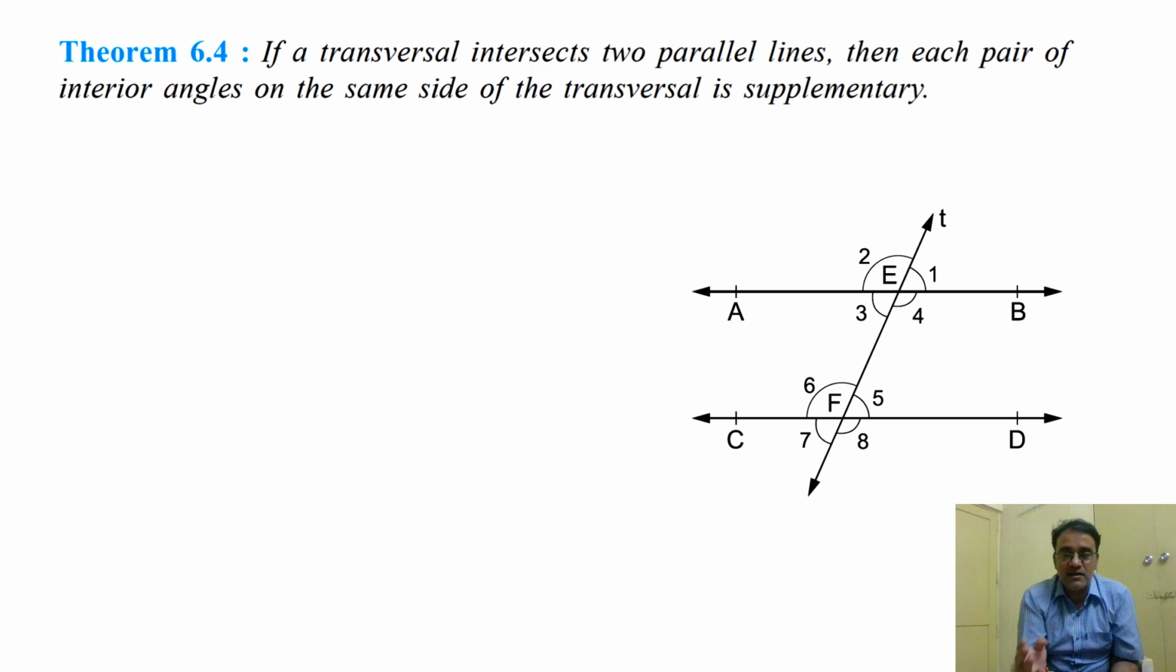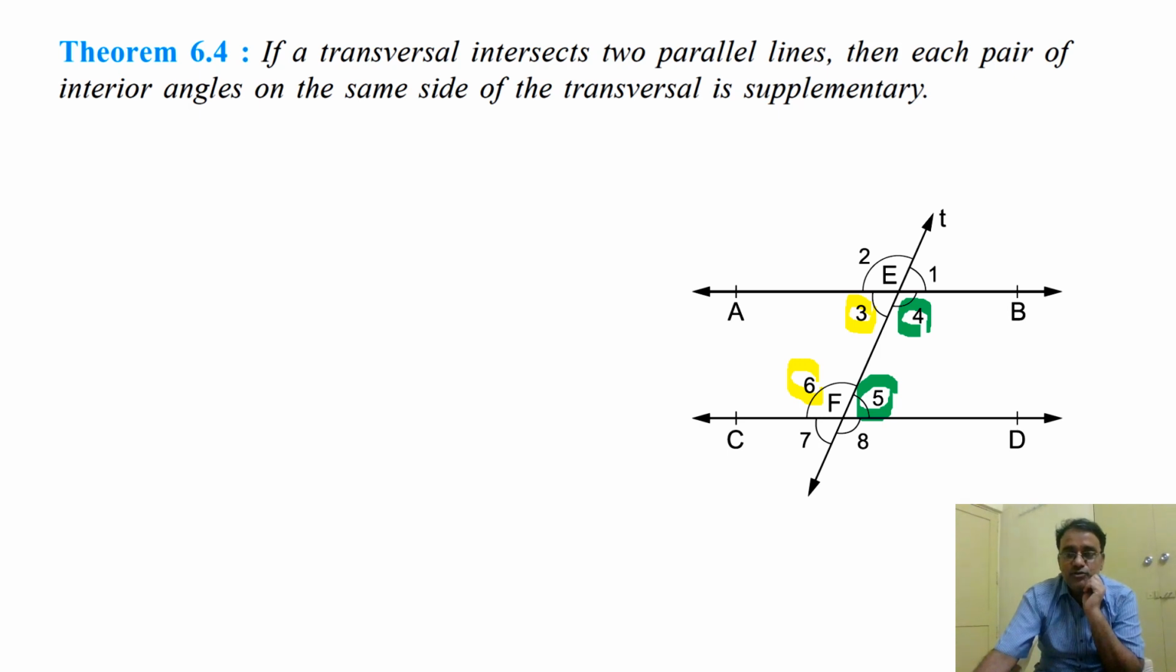AB is parallel to CD and T is a transversal intersecting AB at point E and CD at point F. These two are parallel, and we have to show that angle 3 plus angle 6, because these two angles are on the same side of the transversal line, the sum of these two angles is 180 degree. और जो दूसरा पेयर है वो एंगल्स 4 है और एंगल 5 है, right? So for these two pairs we have to show that the sum is 180 degree.